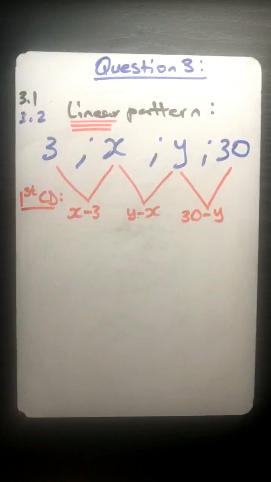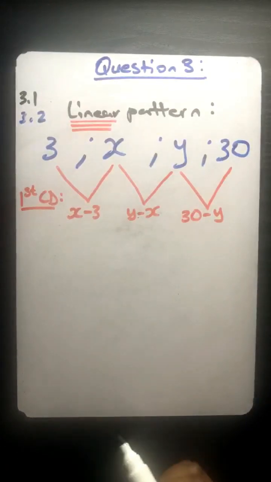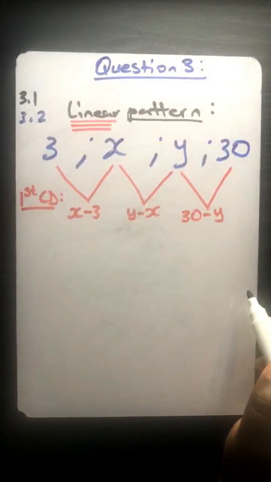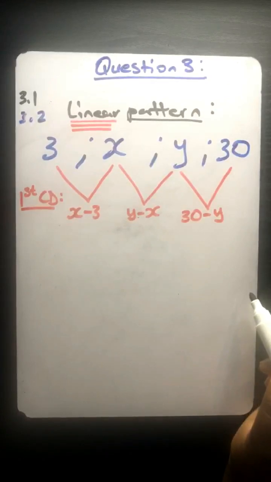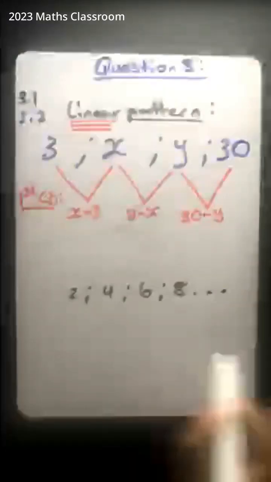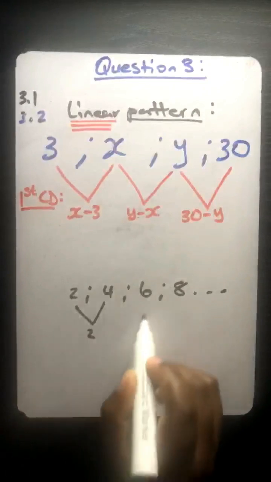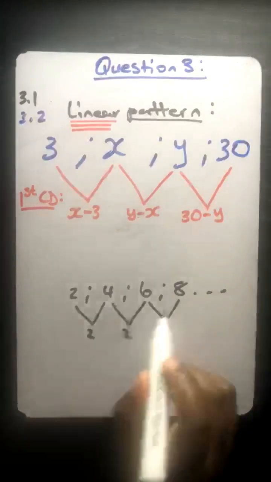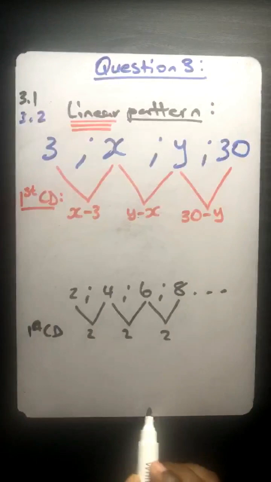Okay, calculate the values of x and y. Mr. Zane, which means within linear pattern, you can still solve some problems applying the knowledge that you learned solving simultaneous equations. So remember, guys, if it was 2, 4, 6, 8, whatever, obviously, if you say that minus that, it gives you 2. If you say that minus that, it gives you 2. If you say that minus that, it gives you 2. So can you see? It is a linear pattern having the first common difference.